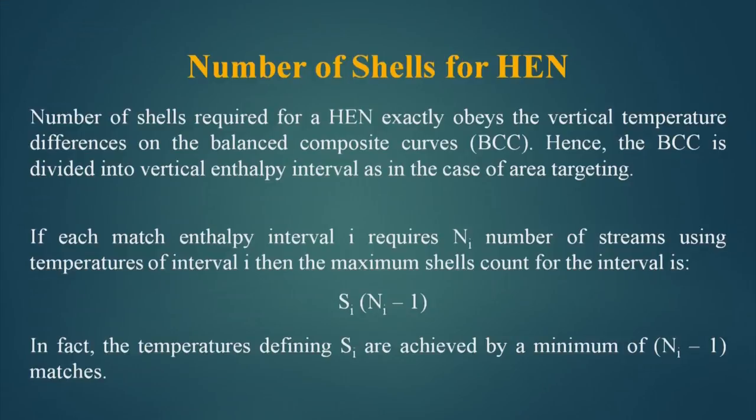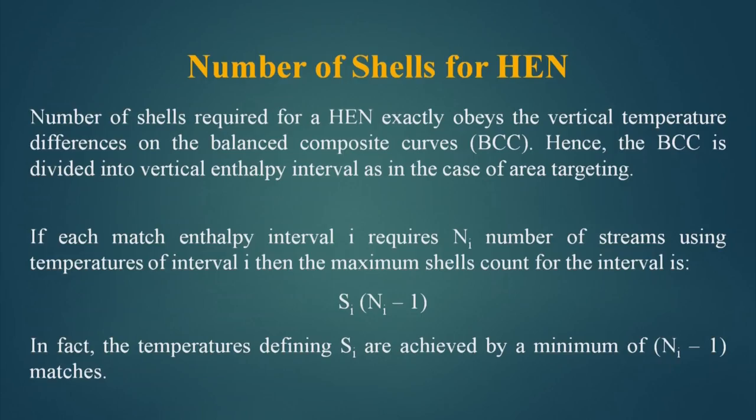And then this balanced composite curve BCC is divided into vertical enthalpy intervals as in the case of area targeting. In the area targeting, we have taken it, and the details of constructing a BCC are given. If each match enthalpy interval i requires Ni number of streams using temperatures of interval i, then the maximum cells count for the interval is Si into (Ni minus 1). The foundation of this equation is from the units target. We know that the number of units is equal to the number of streams in a particular interval minus 1.